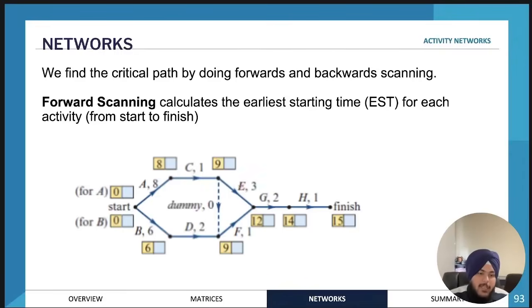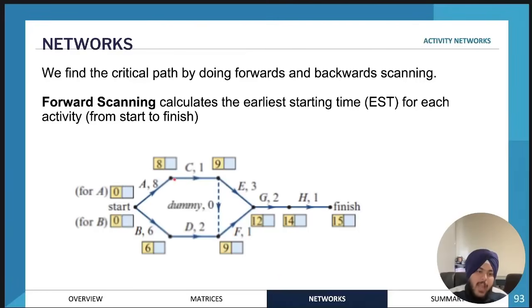Okay, so then we'll move on to this path. For this path, the earliest starting time for activity B is 0, because it can be started at any time since we don't have any immediate predecessors. Activity D, however, must be started after 6 hours, because activity B must have been completed before starting activity D.